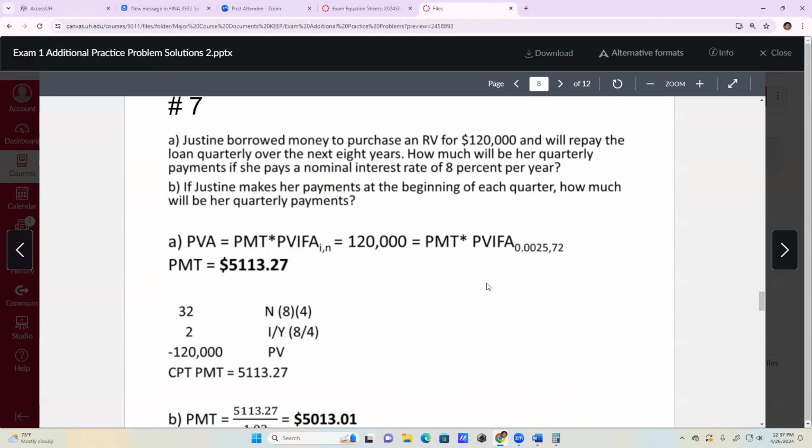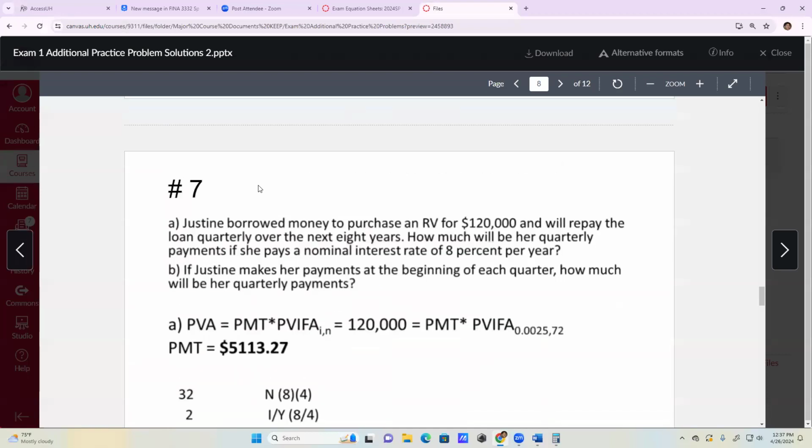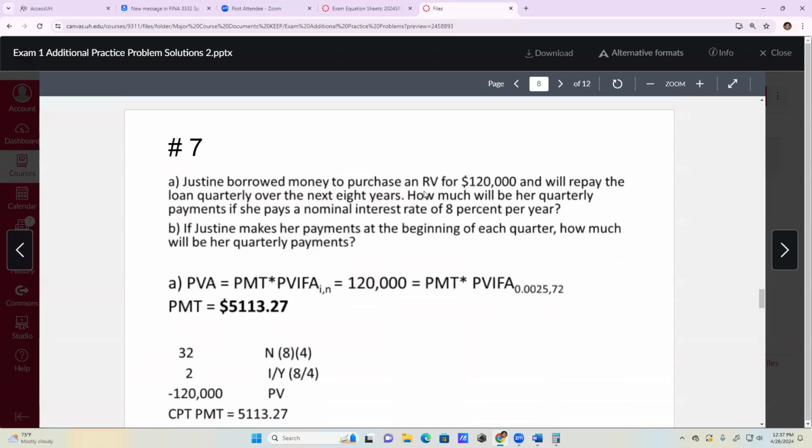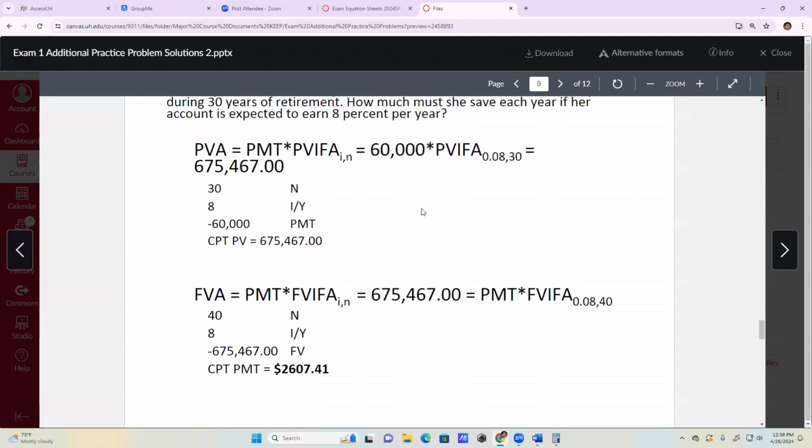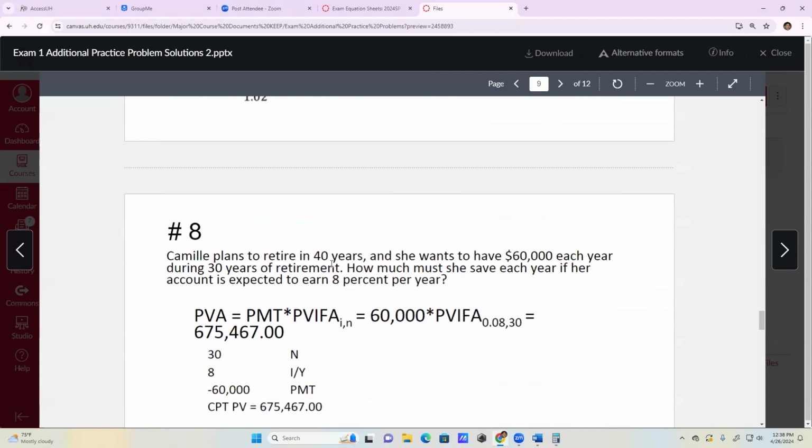We'll repay loan quarterly. All right. Let's see. It's problem 7, borrow money to purchase RV. Will repay loan quarterly for next 8 years. How much will be her quarterly payment if she pays? Let me see.